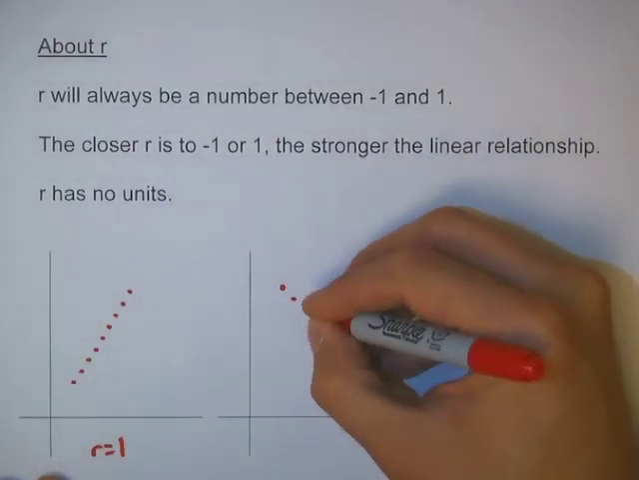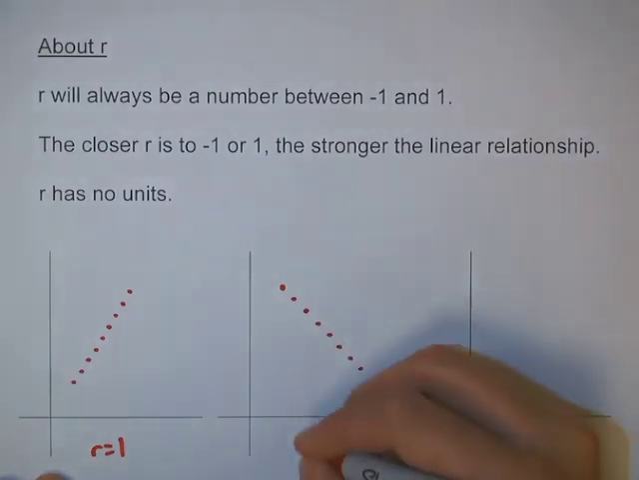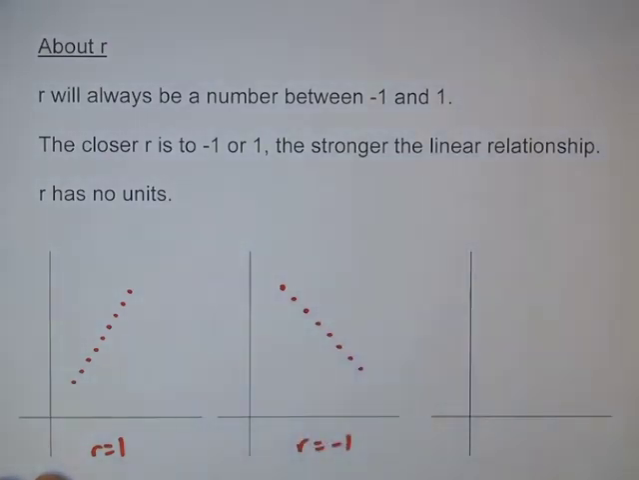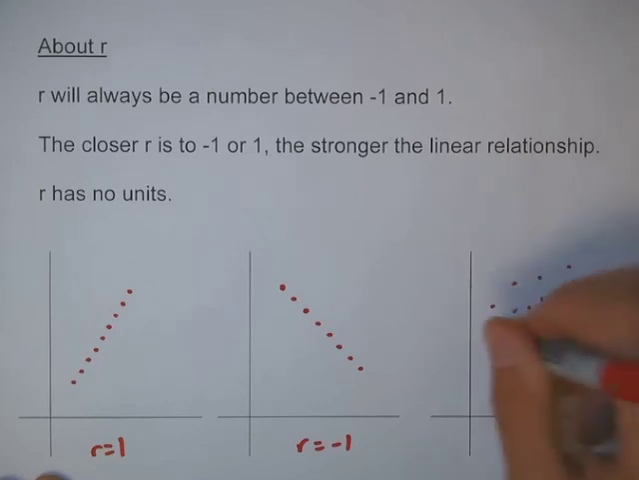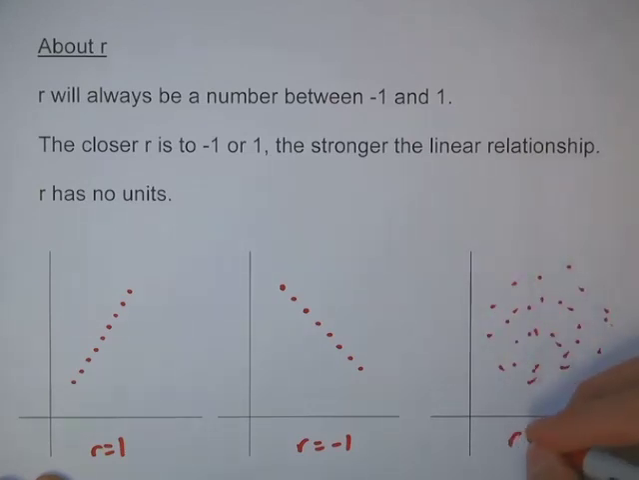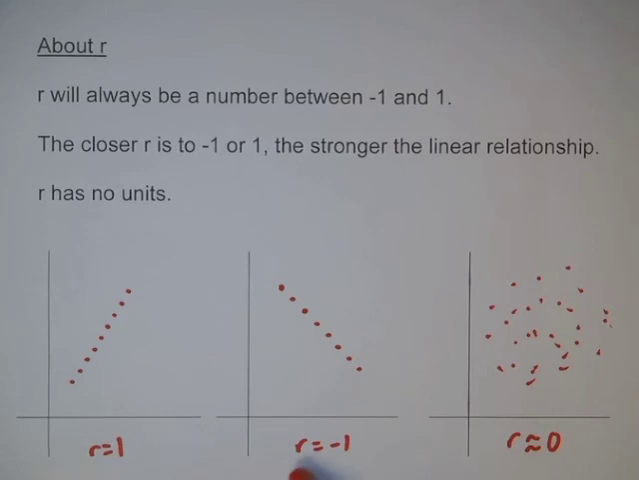If we looked at something like this, points right in a row going down, r would equal -1. And if we just had a cloud of points with no association, here r is going to be approximately 0. These are just three examples, the extremes of your correlation coefficient.